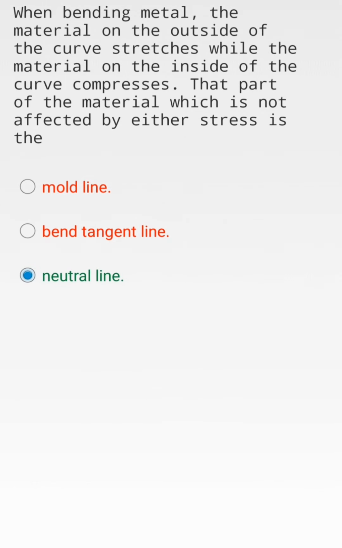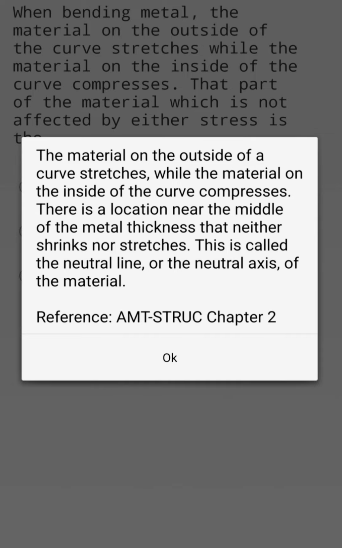When bending metal, the material on the outside of the curve stretches while the material on the inside of the curve compresses. That part of the material which is not affected by either stress is the neutral line. The material on the outside of a curve stretches, while the material on the inside of the curve compresses. There is a location near the middle of the metal thickness that neither shrinks nor stretches. This is called the neutral line, or the neutral axis, of the material.